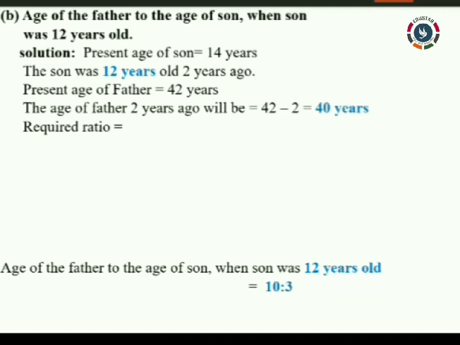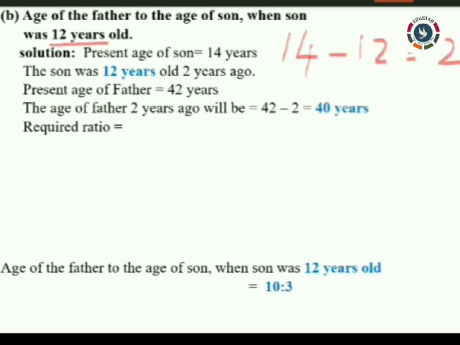Next, subdivision B is the age of the father to the age of the son when the son was 12 years old. The given data is: present age of father is 42 years and present age of son is 14 years. Now you have to find when the son was 12 years old. So present age of son is 14 and 12 years old, right? So 14 minus 12 is equal to 2.